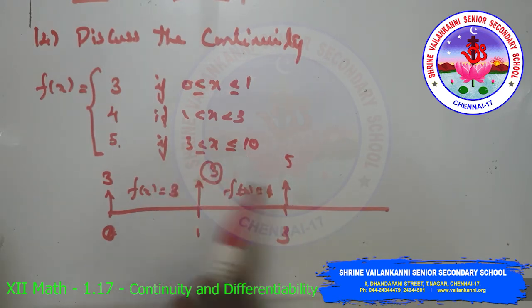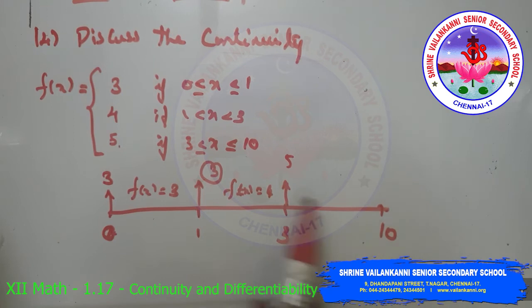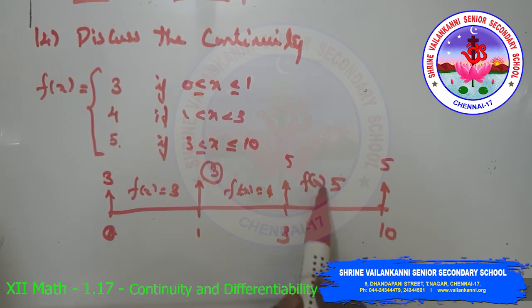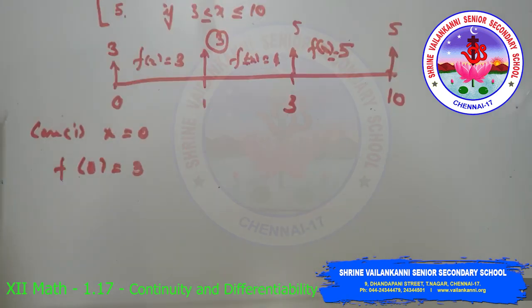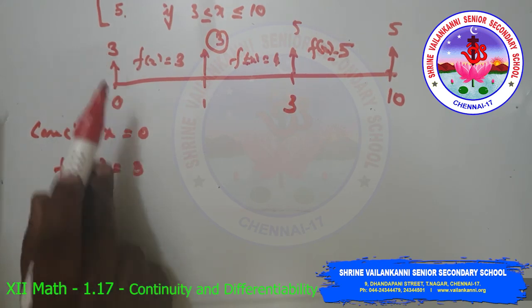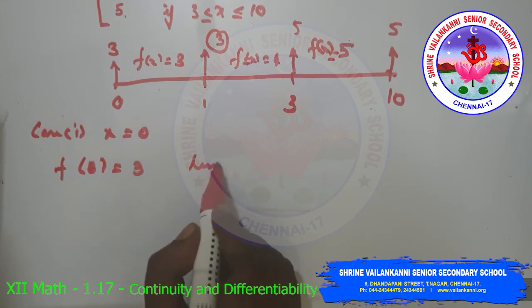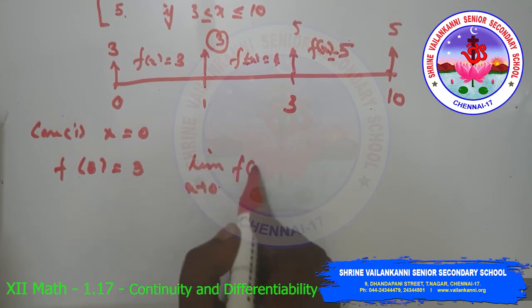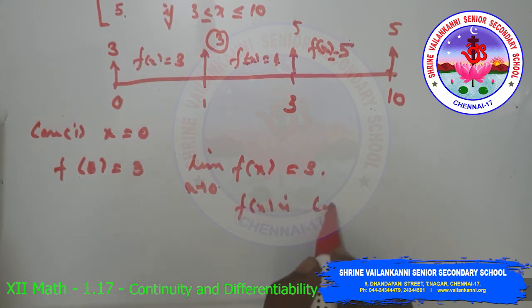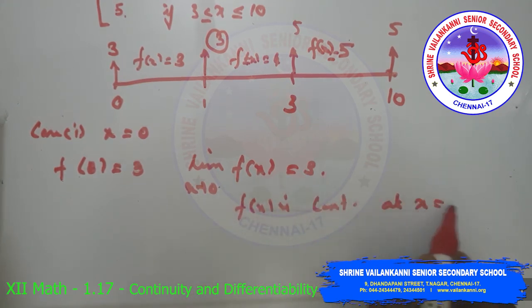Then between 3 and 10, we have f of x defined to be 5. Then at x equal to 10, it is defined to be 5. Here, consider the first case at x equal to 0. Then f of 0 is equal to 3, and limit x tends to 0 of f of x is equal to 3. Then we can say that f of x is continuous at x equal to 0.